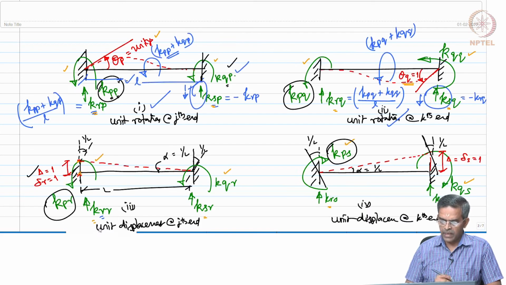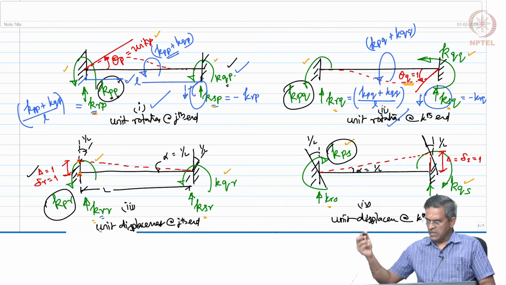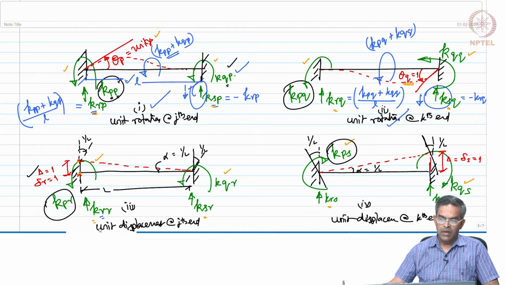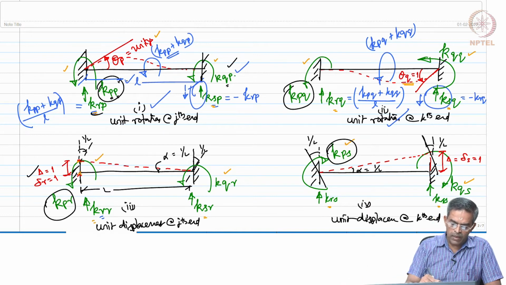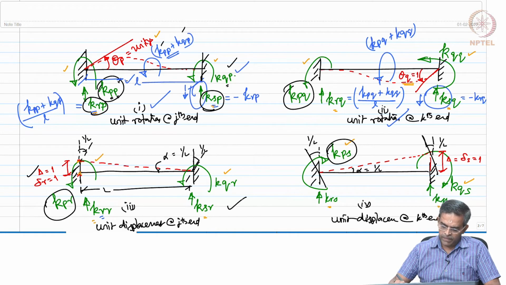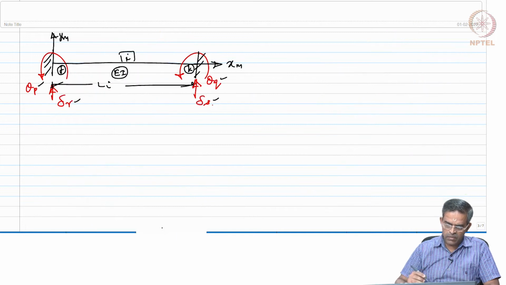Let us rewind back. This is what we discussed in the last lecture. We learnt how to obtain KRP and KSP in terms of PP and QP with reference to figure 1 and figure 2. Let us focus on figure 3 now. Friends, the standard beam looks like this.